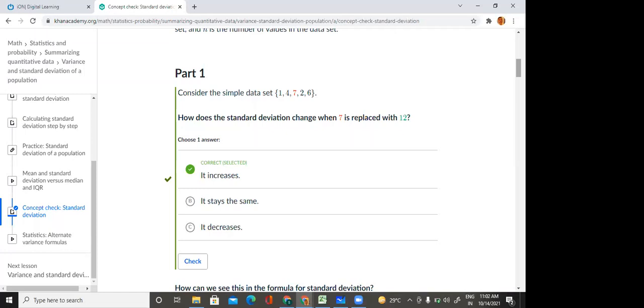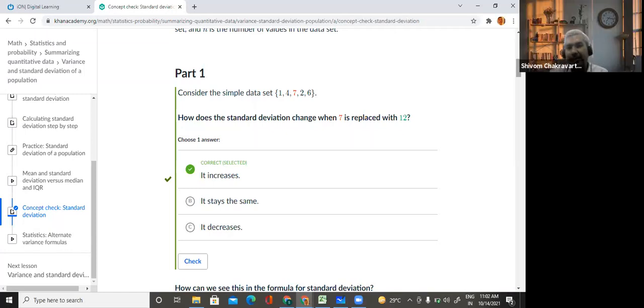Of course, the test is to calculate, but I think if we replace 7 by 5, the standard deviation should decrease a little. Because 5 is even closer to the rest of the numbers. 4 is there, 6 is there, and it's 5. 7 is the highest, 5 is not the highest. 5 is somewhere in between already, so it is even closer to the mean by itself.